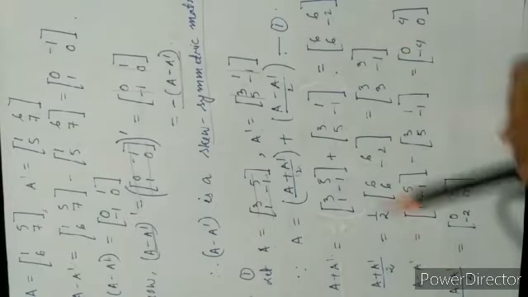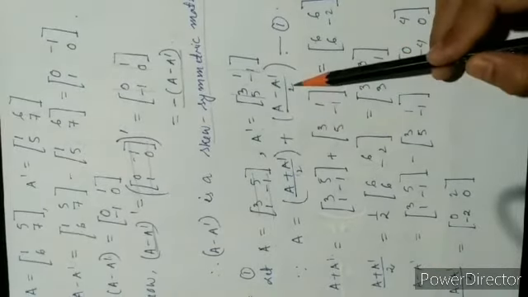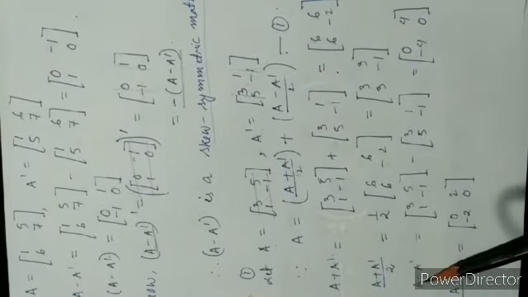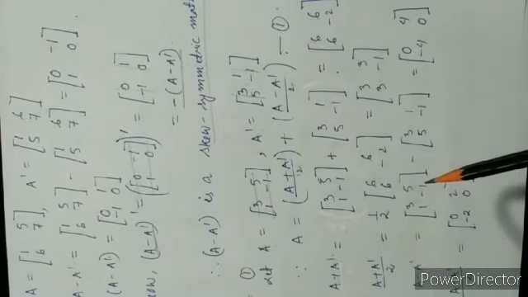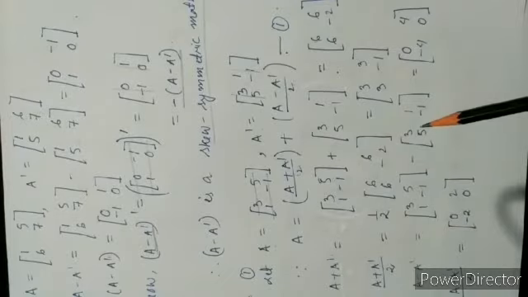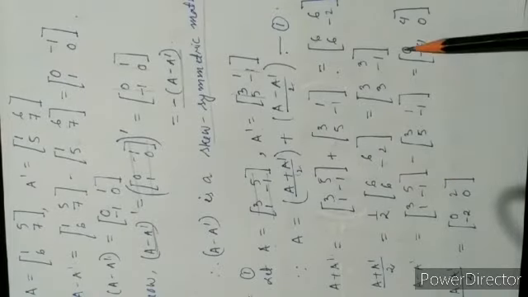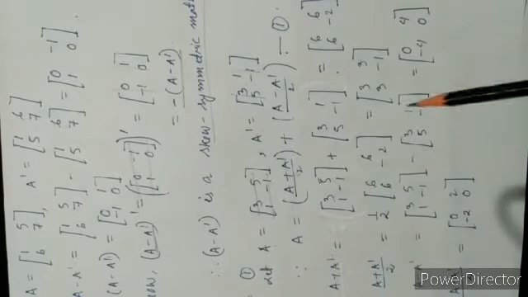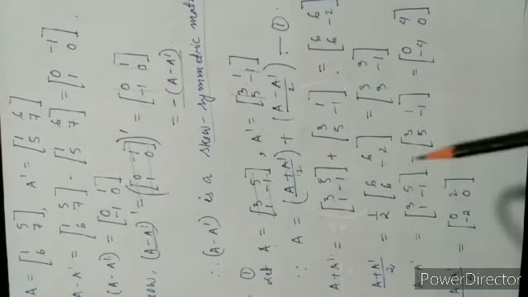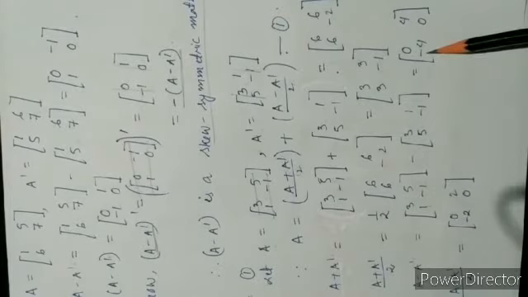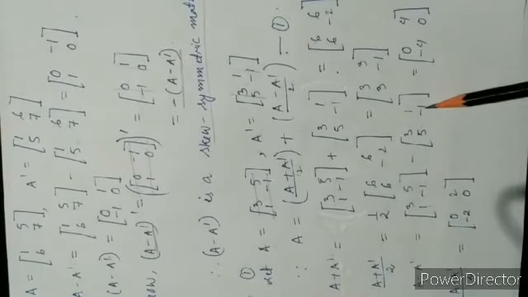Then find the value of A minus A dash by 2. First find A minus A dash. Write matrix A, write matrix A dash. Find the difference of these two matrices. 3 minus 3 is equal to 0. 5 minus 1 is equal to 4. 1 minus 5 is equal to minus 4. And minus 1 minus minus 1, that is minus 1 plus 1, is equal to 0.